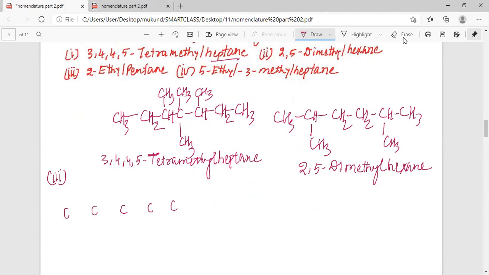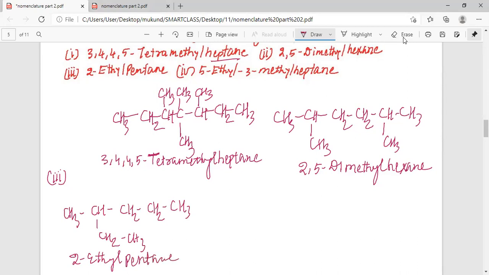2-ethyl pentane: on the second carbon, we have an ethyl group, CH2 and CH3. So we can write it as CH3, then we have CH, then CH2, then CH2 and CH3. So this is what we call 2-ethyl pentane.